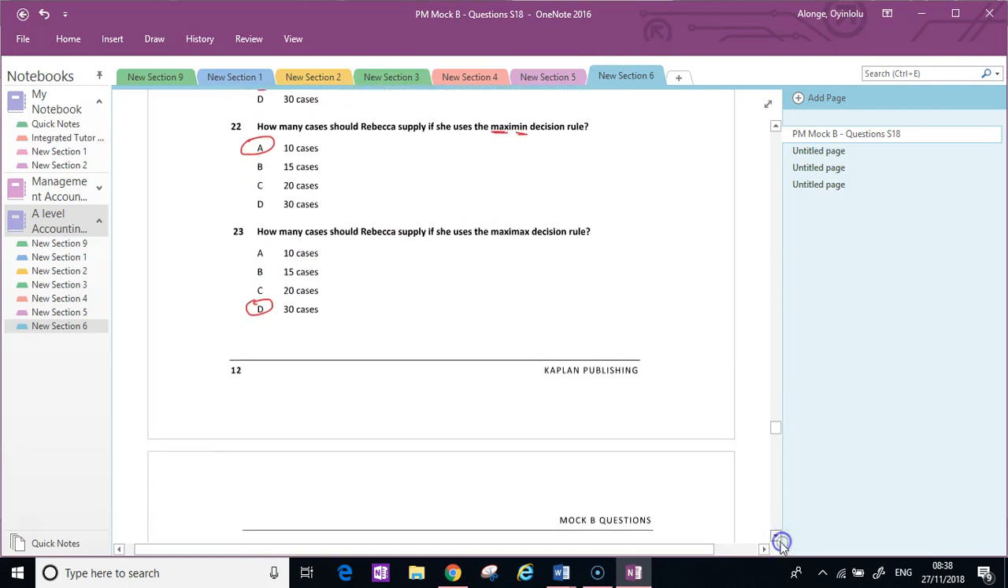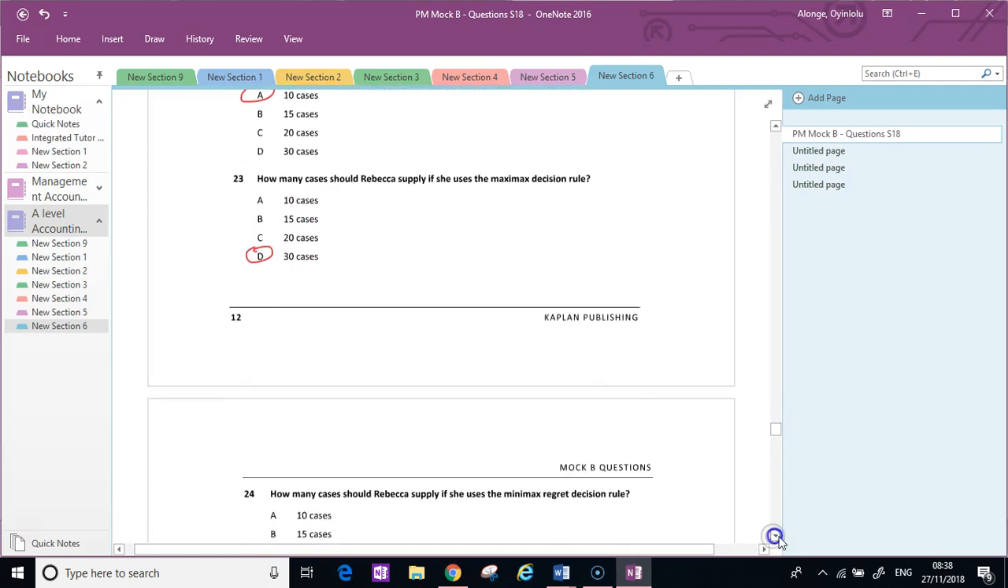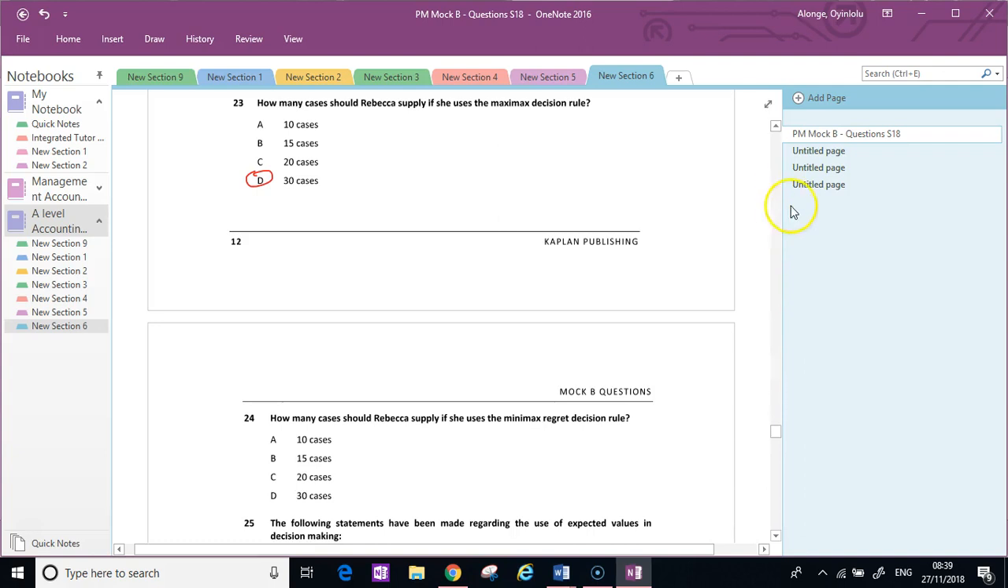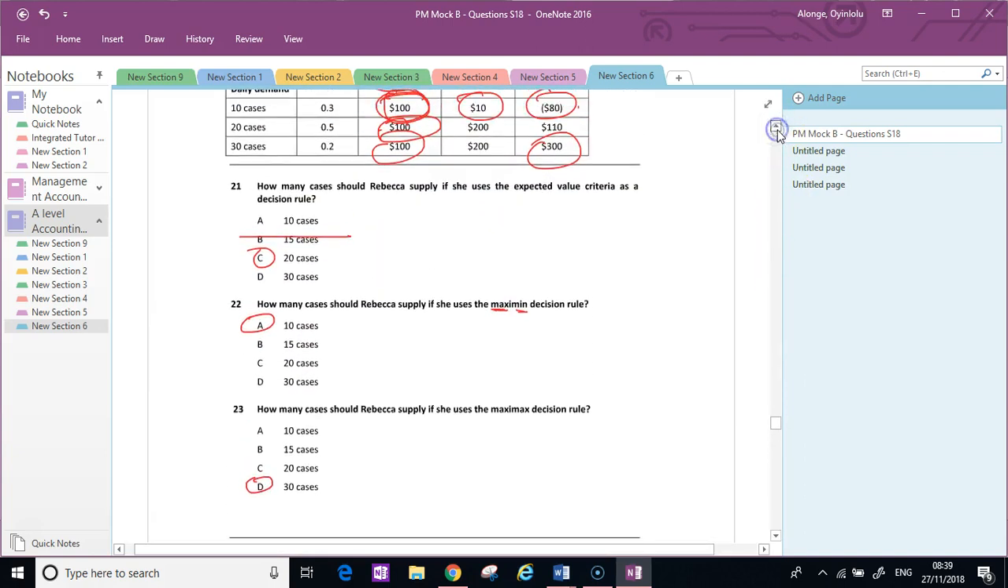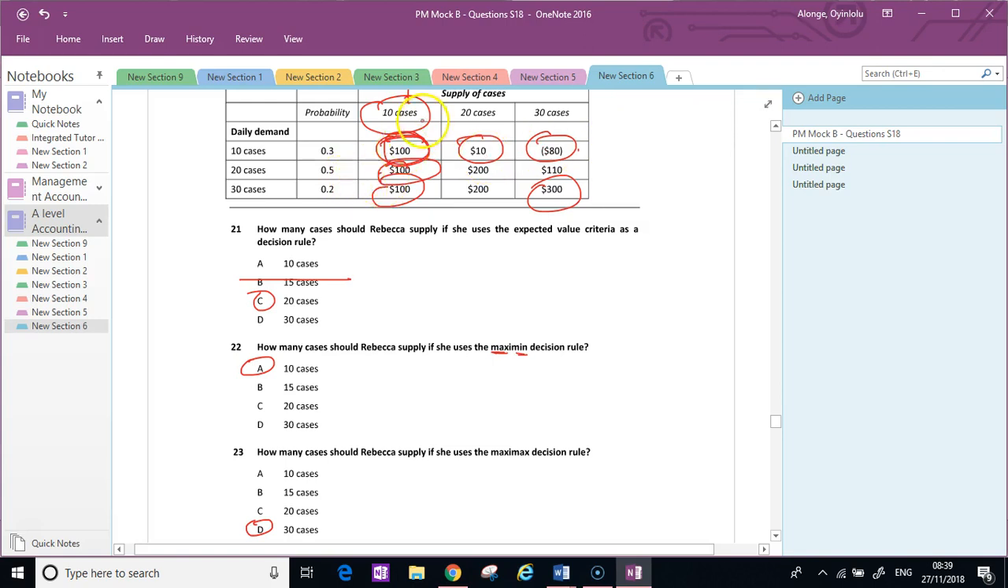The regret table. Now you need to draw the table. It doesn't pop out. If you do the minimax regret, you actually have to draw a table to see what the situation is. So what does it mean? So here's what we're saying. If the demand is 10 cases and you supply 10 cases, well, there is no regret. I'm going to draw my table here.